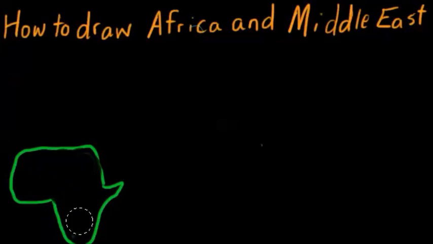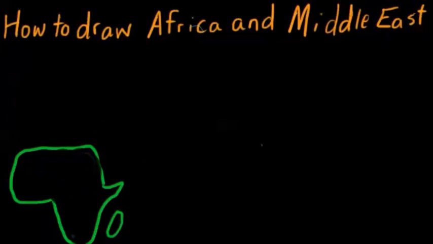Okay, now we have something close to the shape of Africa. Let's not forget to draw in Madagascar as well. So Madagascar is the island to the southeast of Africa, and it's just a long oval, just like that. And there we have the rough shape of Africa.